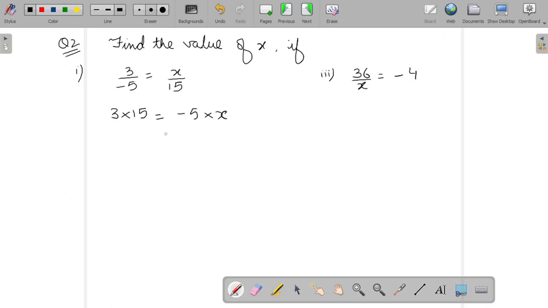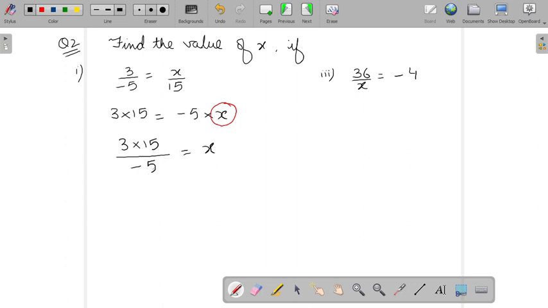So now, as we have done the cross multiplication, you have to find out the value of x. So how will you do it? What will we do? We will multiply 3 by 15, and this minus 5 will go in the denominator. Whatever term is written with x will always go in the denominator.